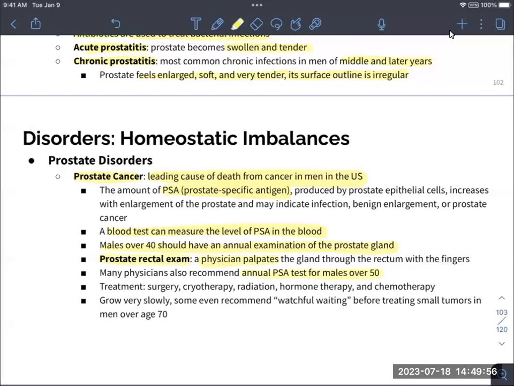Tends to be an annual exam over the age of 50. They can surgically remove it, radiation, hormone therapy, chemotherapy. A lot of times it's watchful waiting before treating, especially in men over 70.